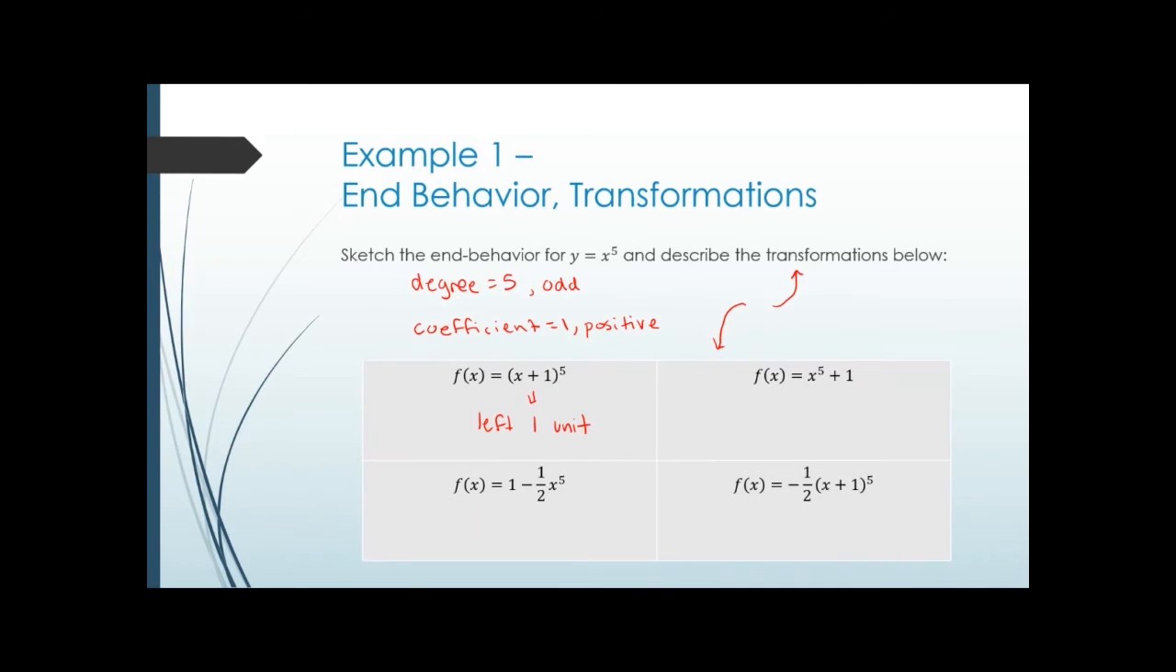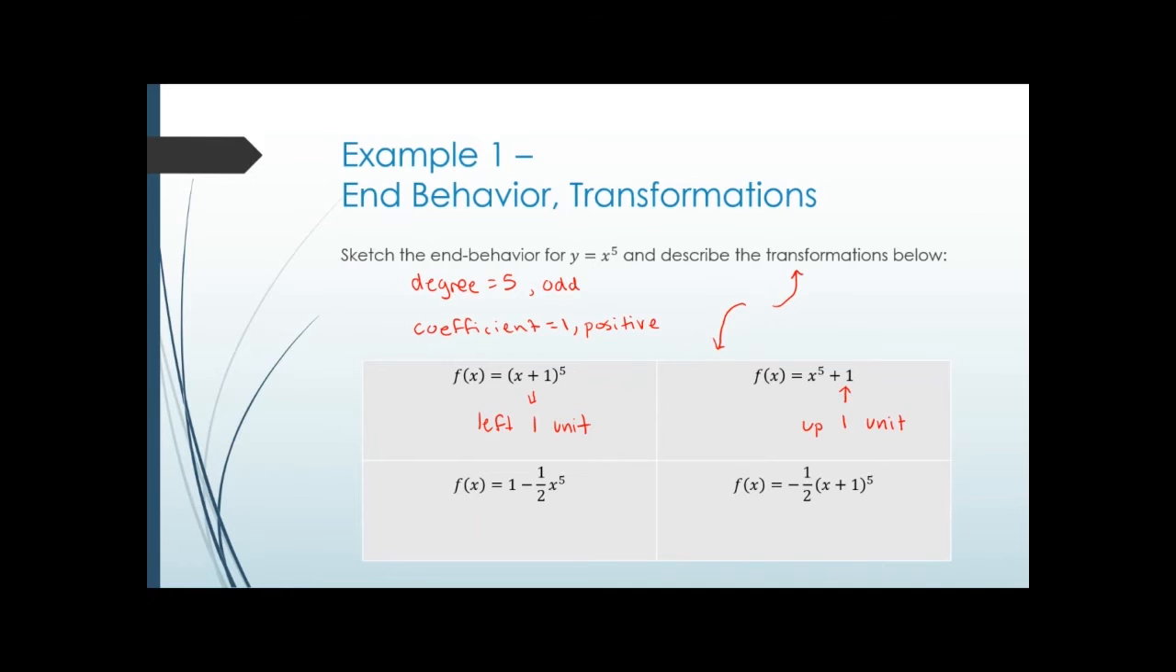The difference from this to the one on the right is that the plus 1 is not in parentheses. So that's not happening to the x anymore. Now that's happening to the y. And when that plus 1 is happening, that's an up or down. And then that one, it does follow whether the sign is positive or negative. So that is up by 1 unit.